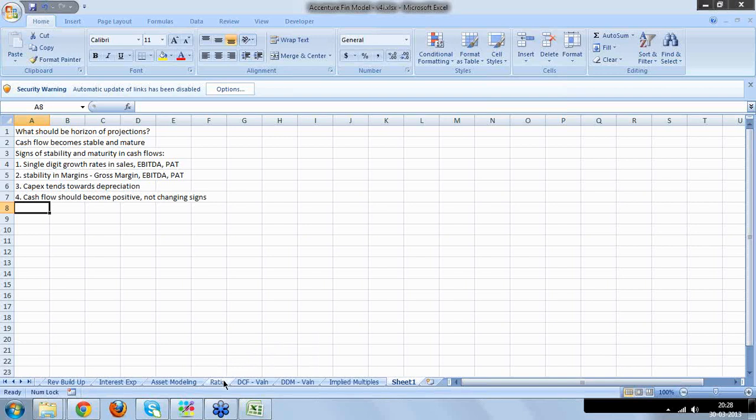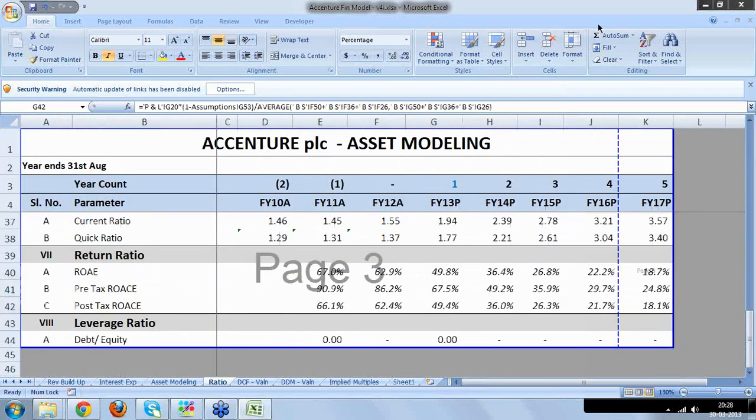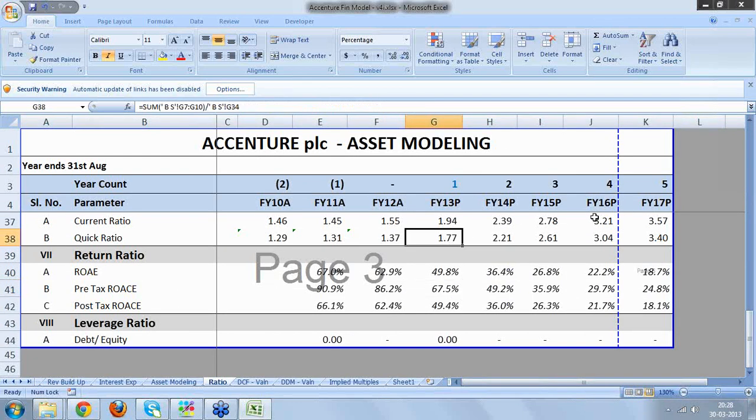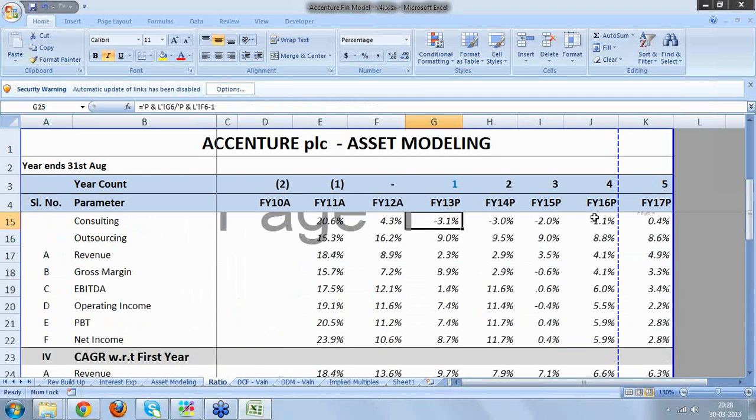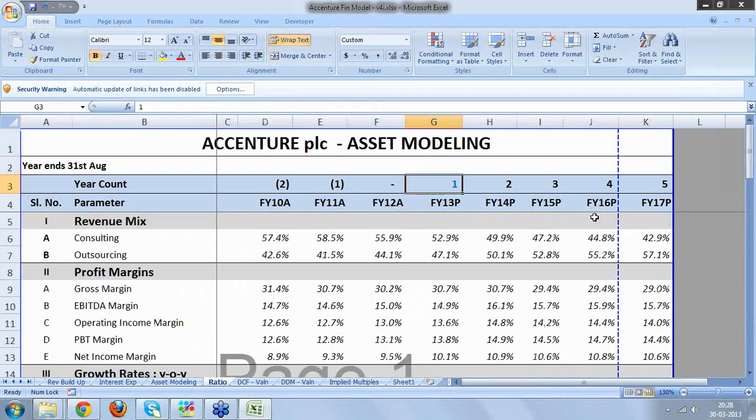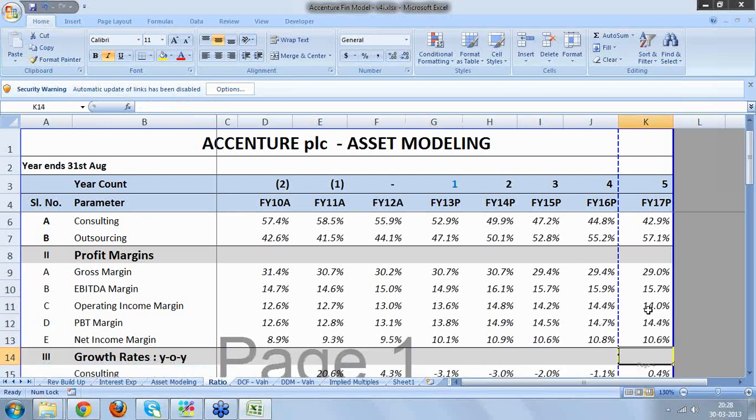So these are 3-4 signs which one should always ensure before you move towards valuation, and that's the reason why you want to do a ratio analysis, which tells you whether the growth has stabilized or not. You want to do a ratio analysis to ensure that your margins have stabilized. When I say stabilized, it doesn't mean that they are steady or constant. They will fluctuate, but they will fluctuate in the range of 1 to 2%. That is good enough. So look at the kind of margin stability that we have now got: gross margin fluctuating in the range of 29 to 30%, very good enough, and EBITDA margin fluctuating in the range of 15 to 16%.